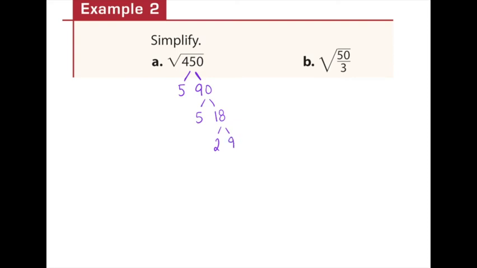2 and 9 make 18. And then 3 and 3. When you get to all primes, you're done with your factor tree. All right, you're done with your factor tree. Now, here's where it is.